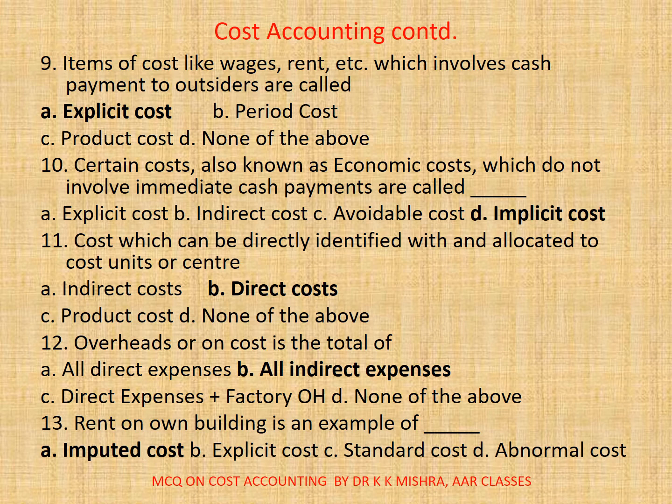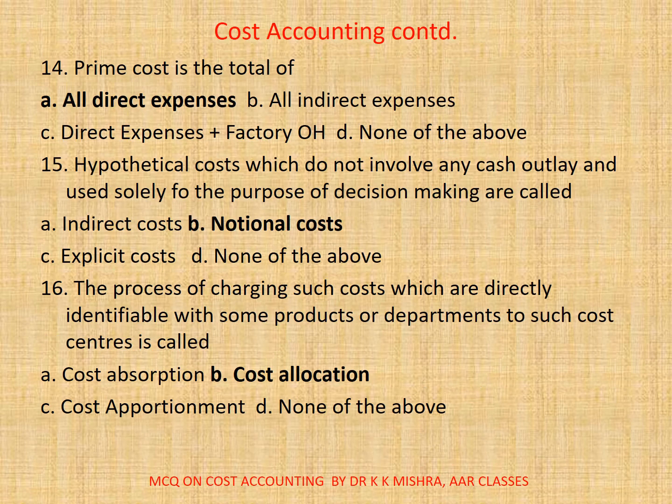Direct costs. 12. Overheads or on cost is the total of A. All direct expenses. B. All indirect expenses. C. Direct expenses per factory overheads. D. None. The correct option is B. All indirect expenses. 13. Rent on own building is an example of dash. The correct option is A. Imputed cost. 14. Prime cost is the total of. Correct option is A. All direct expenses.